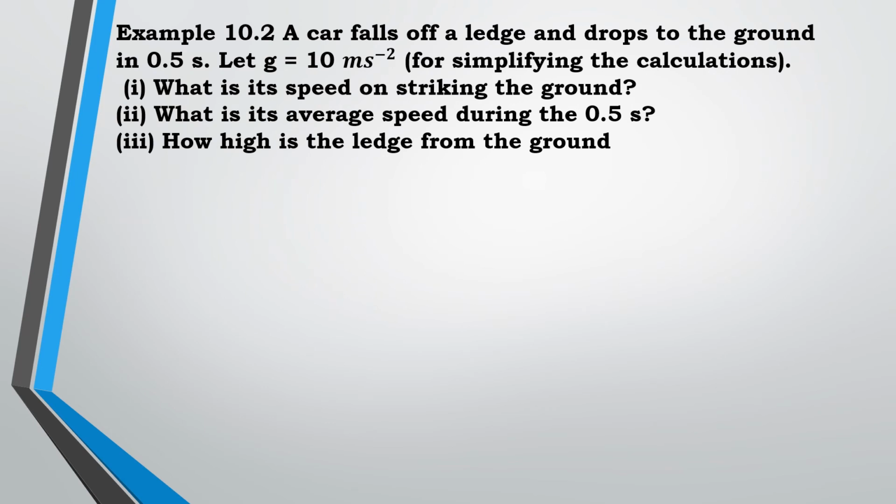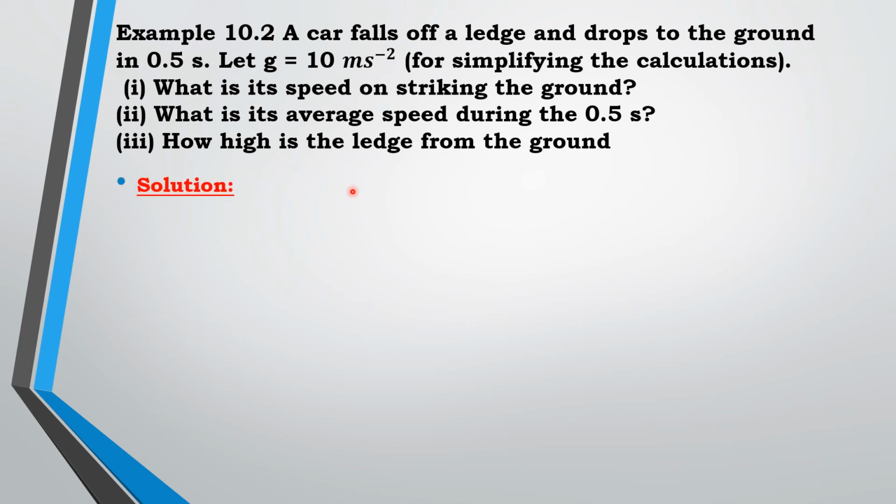Let's see some examples. A car falls off a ledge and drops to the ground in 0.5 seconds. Let g be equal to 10 meter per second square. For simplifying the calculation, we have taken g as 10 meter per second square instead of 9.8 meter per second square. What we have to find out: first, what is the speed on striking the ground? Second, what is its average speed during the 0.5 seconds? And third, how high is the ledge from the ground? Let's see how we will find these three asked quantities.